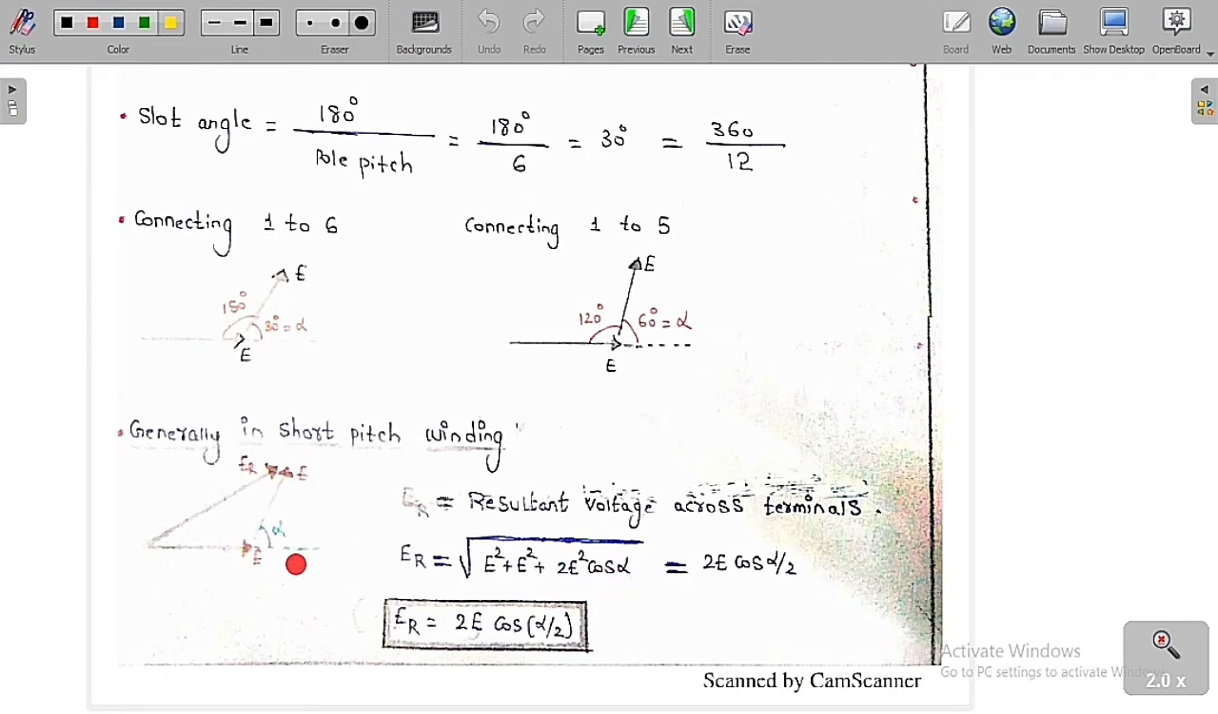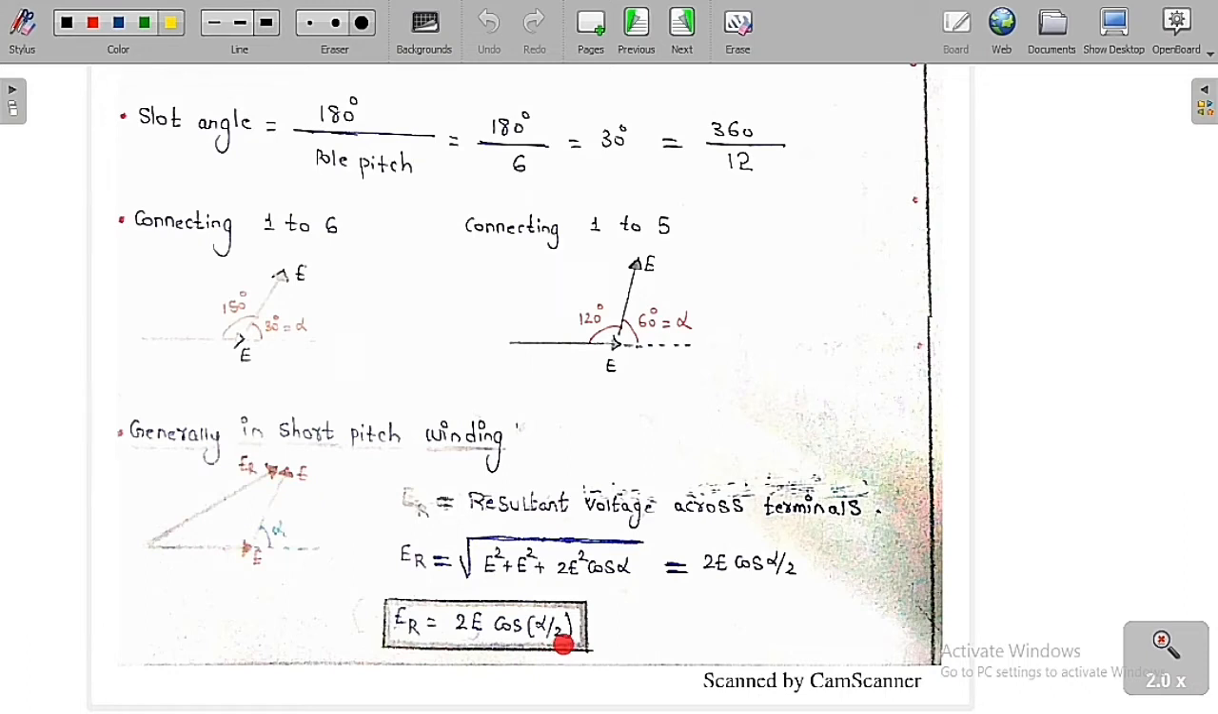So if this is E and this is E, and alpha is the angle between them, then the resultant voltage as per the parallelogram principle is equal to the square root of E square plus E square plus 2 into E square into cos alpha. If you simplify this equation, finally we get 2 E cos of alpha by 2. This is the resultant EMF induced in the short pitch winding. So generally in the short pitch winding, the resultant voltage is equal to 2 E cos of alpha by 2, where alpha is the angle between the two induced voltages.